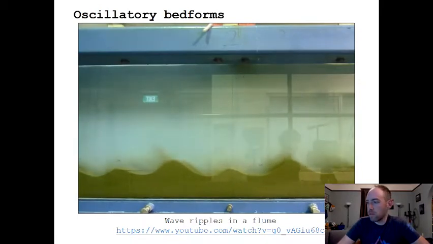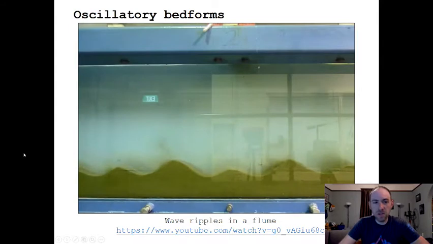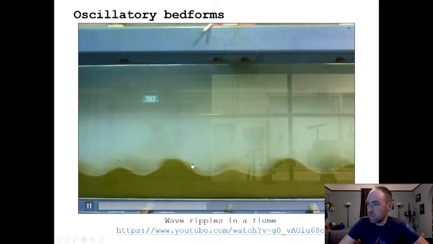Okay. So we can start off with oscillatory bedforms. Oscillatory bedforms result from the periodic switching of direction of waves. In this case, you can see this is a flume where there is a piston, presumably somewhere, that is moving the water back and forth to simulate what a wave would do. And you can see that the forms themselves are built up by this periodic motion of sediment over the crest from one direction to the other direction to the other direction, and so forth. Okay, so these are wave ripples.